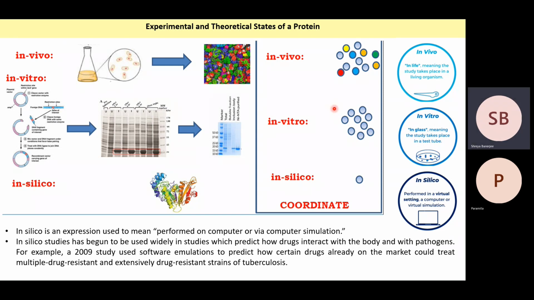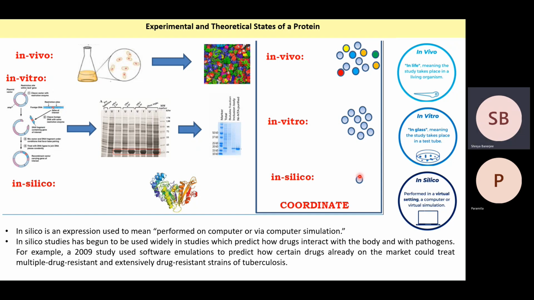So you are able to isolate only the protein you want to study, and that clears up a lot of confusion. The final method is in silico, and it means that it is performed in a virtual setting, that is a computer or virtual simulation. So in silico, so in vitro, you have the protein you want, but you have say thousands of molecules of that protein.